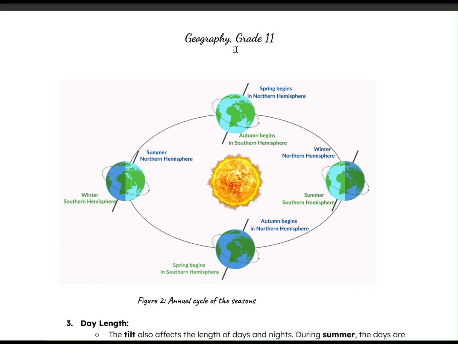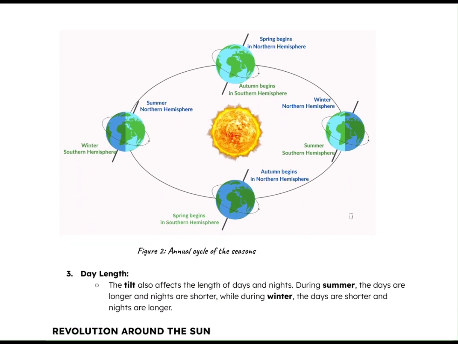Okay, so now let's look at this depiction. It's an annual cycle of our seasons. In order for us to understand this, let's look at the colors that are written.